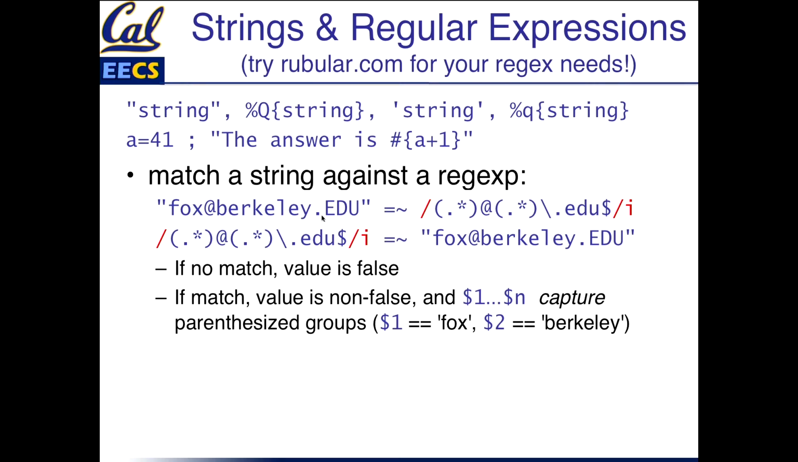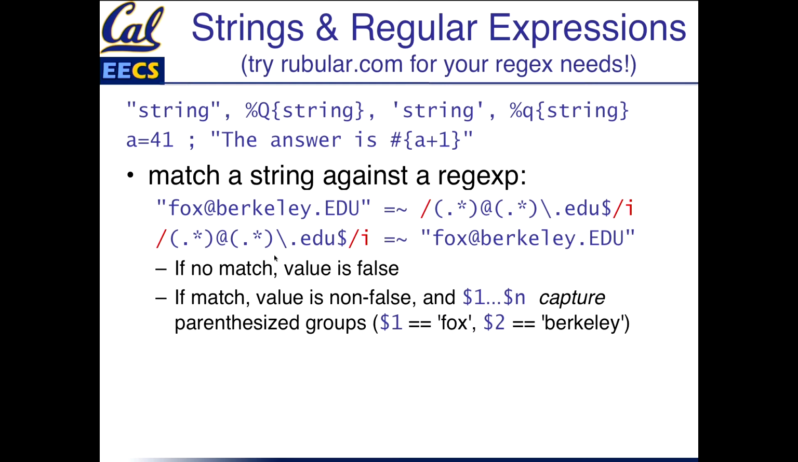Now, what about the fact that edu is in uppercase on the left side but lowercase on the right side? Well, that's okay because the trailing I on the regular expression says ignore case. And again, if you've programmed in other scripting languages like Perl or Python, some of this syntax heavily overlaps with those languages. I could switch the order of these on either side of the equal twiddle. That works just as well.